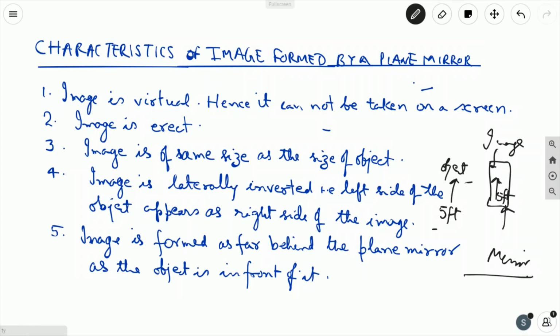So these are the characteristics of the image formed by a plane mirror. Very simple. The image is virtual, that means it cannot be taken on a screen. Secondly, the image is erect. The image is the same size as that of the object. The image is laterally inverted, that is, the left side of the object appears at the right side of the image. I told you that if you move the right hand, you see the left hand of the image moving. An image is formed as far behind the plane mirror as the object is in front of it. Suppose you go in front of the mirror, the image is formed behind, right? And if you move away from the mirror, the image is formed in front.